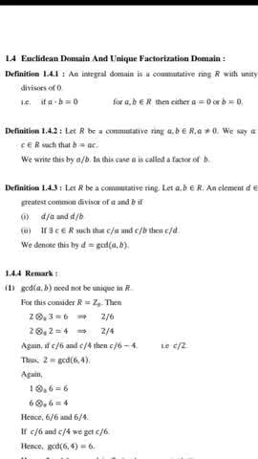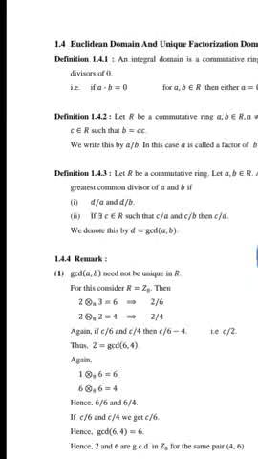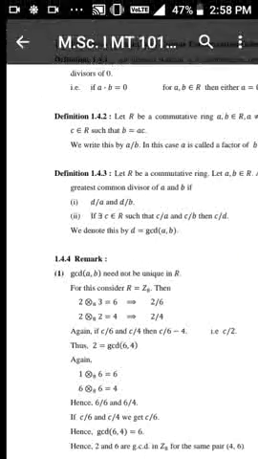Next definitions. Let R be a commutative ring. A, B belong to R and D belongs to R is called the greatest common divisor of A and B if, first, D divides A and D divides B. Second, if there exists C belonging to R such that C divides A and C divides B implies that C divides D. We denote this by D is equal to the GCD of A, B.